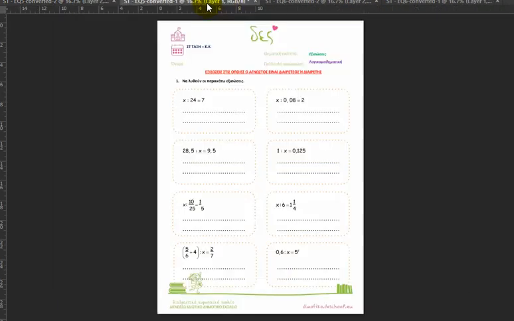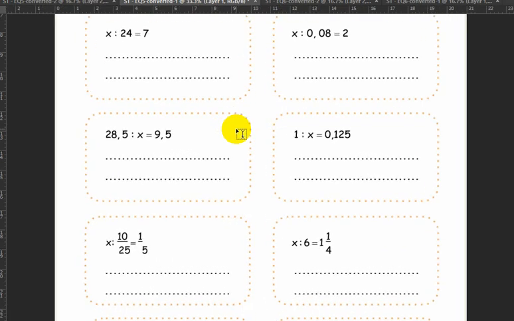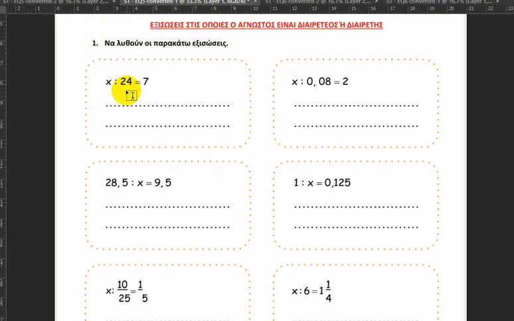Let's move on to worksheet number 5. We have x divided by 24 equals 7, so x must be equal to 7 times 24, which means that x is equal to, one moment, 168. X divided by 0.08 is equal to 2, so that means that x must be equal to 2 times 0.08, so x must be equal to 0.16.